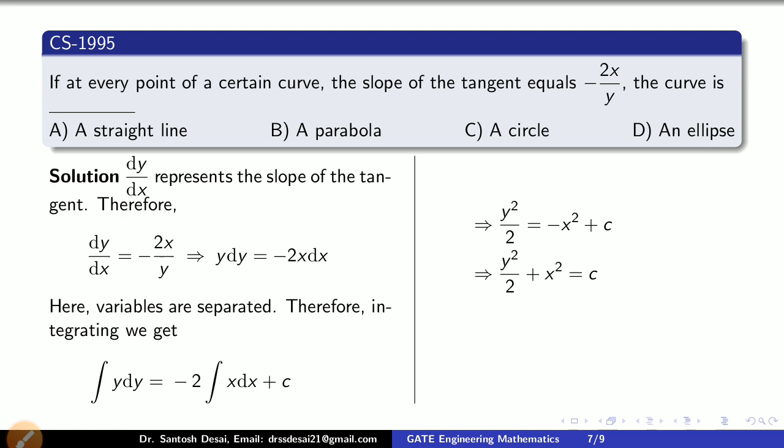Now simplifying this, y square by 2 plus x square is equal to c, and this implies y square divided by 2c plus x square divided by c is equal to 1. And this equation is nothing but an equation of ellipse that we have seen, that is x square upon a square plus y square upon b square is equal to 1. That is the equation of ellipse. So here a square is equal to c and b square is equal to 2c. So therefore this equation represents an ellipse.